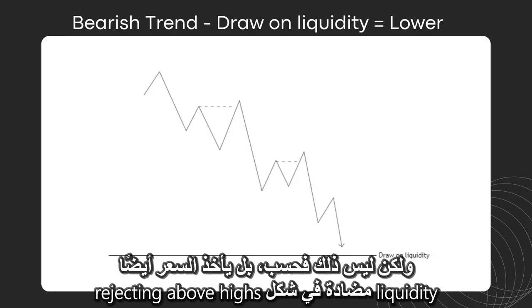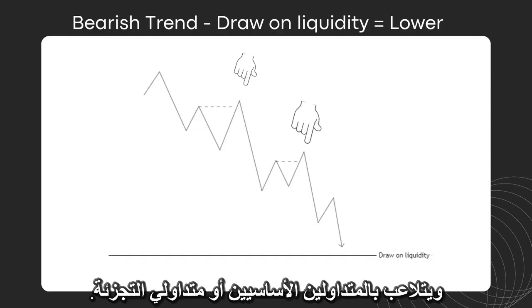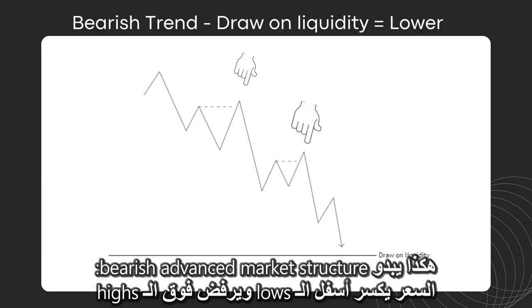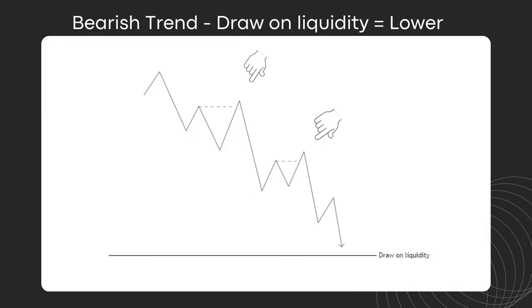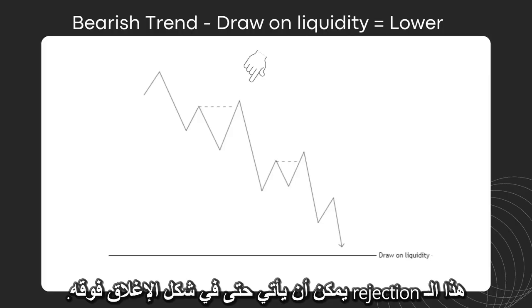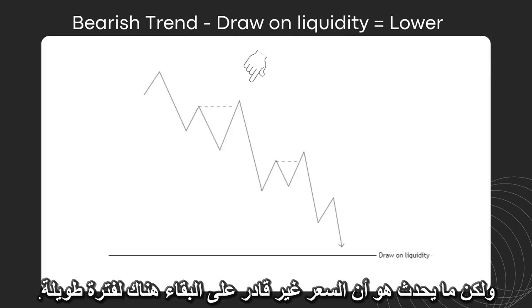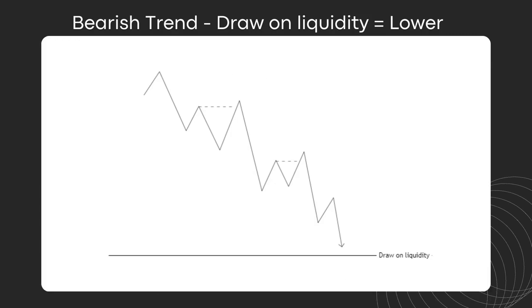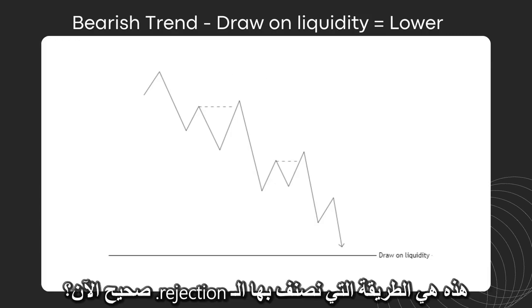But not only that, price is also taking out counter liquidity in the form of rejecting above highs and manipulating retail or basic traders, right? This is how a bearish advanced market structure looks. Price breaks below lows and rejects above highs by taking out liquidity. This rejection could come even in the form of closing above it. But what happens is that price isn't able to stay there for a long amount of time, and that rejection is short-lived. This is how we classify a rejection, right?